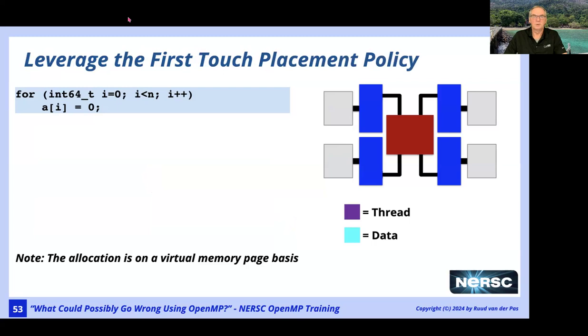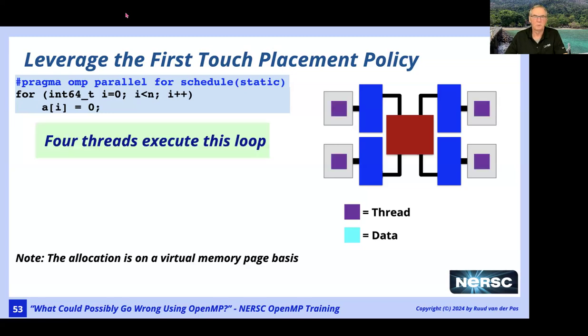This is where you can actually leverage first touch by parallelizing that initialization. Initialization is usually very quick. You don't have to parallelize it for performance, but you parallelize it for NUMA. So what I'm doing here is I'm turning this into a parallel for loop. And as you have learned, that means that loop is being cut in pieces. Each thread will execute a part of that loop.